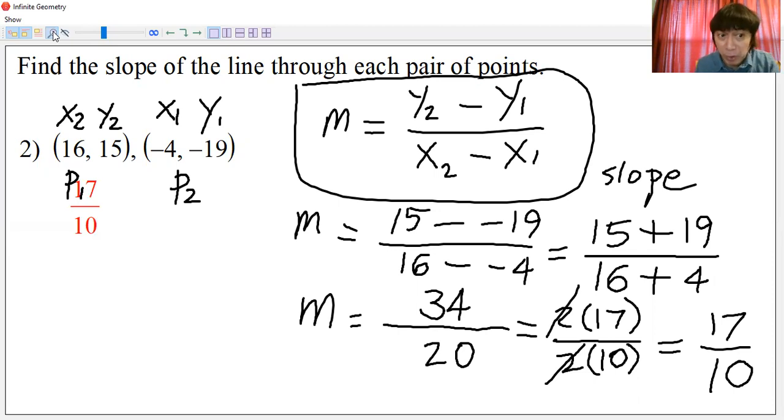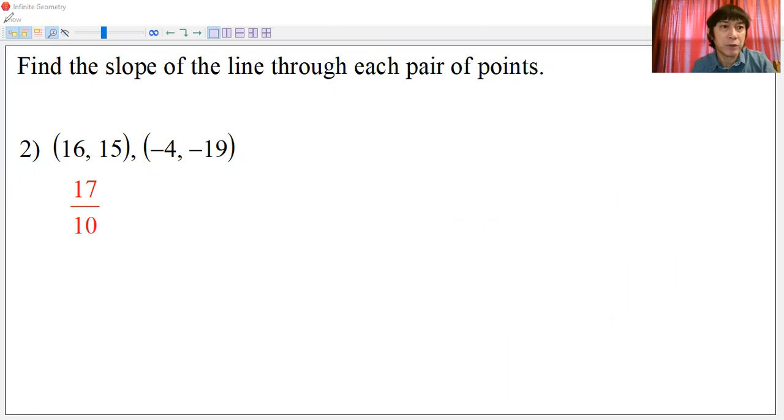Let me remove the P1 over there. There, okay? And you can see the 17 over 10 as the answer. It's over here. There, okay? 17 over 10. And that's exactly what we have. All right, let's proceed to the third example. Let's clear this out and proceed to the number 3. All right, let's have the third.